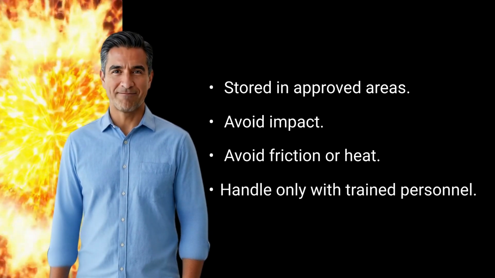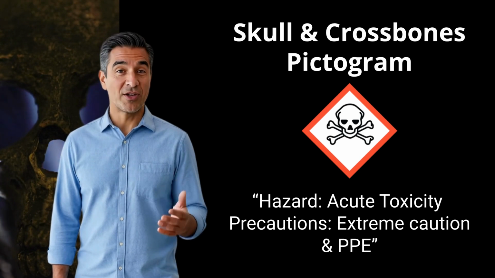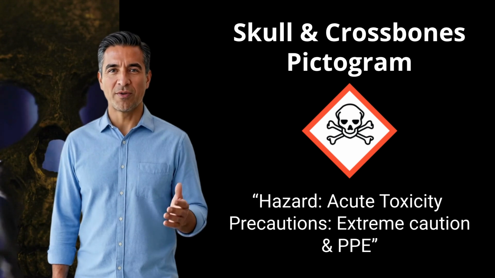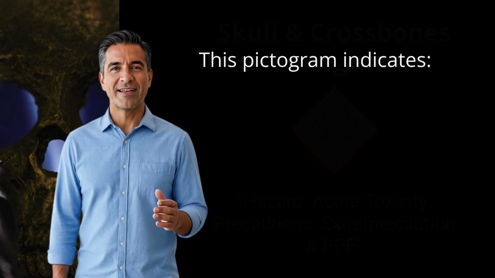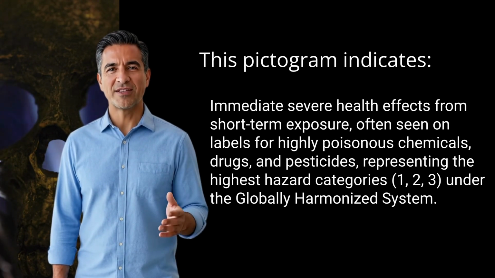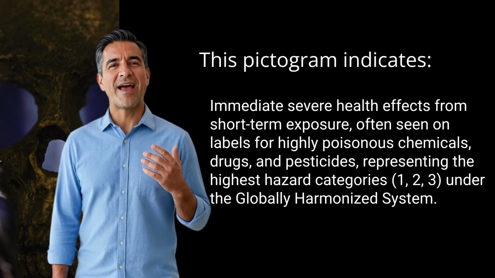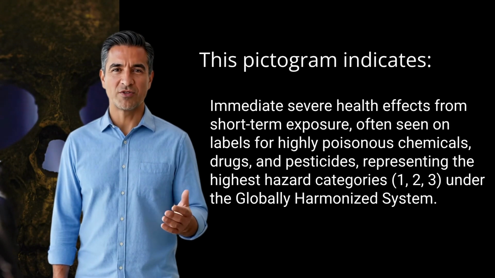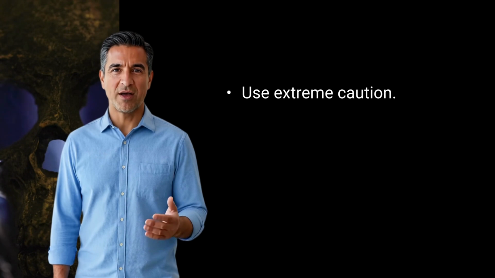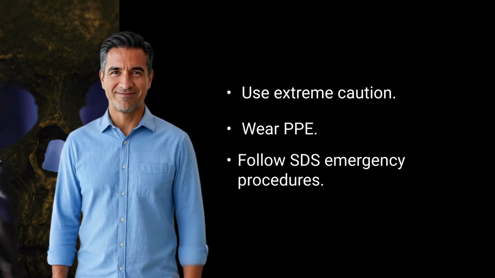These items should be stored in approved areas, avoid impact, friction, or heat, and handle only with trained personnel. The skull and crossbones pictogram signifies acute toxicity, warning that a substance can cause death or serious harm if swallowed, inhaled, or absorbed through the skin. It indicates immediate, severe health effects from short-term exposure, often seen on labels for highly poisonous chemicals, drugs, and pesticides, representing the highest hazard categories 1, 2, 3, under the globally harmonized system. Use extreme caution, wear PPE, and follow SDS emergency procedures.